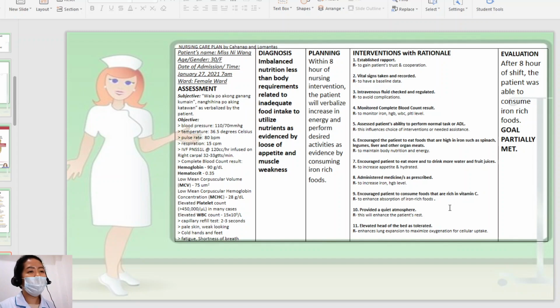Tenth, provided a quiet atmosphere, this will enhance the patient's rest. Eleventh, elevated head of the bed as tolerated to enhance lung expansion to maximize oxygenation for cellular uptake. Evaluation: after 8 hours of shift, the patient was able to consume iron-rich foods, therefore goal partially met.